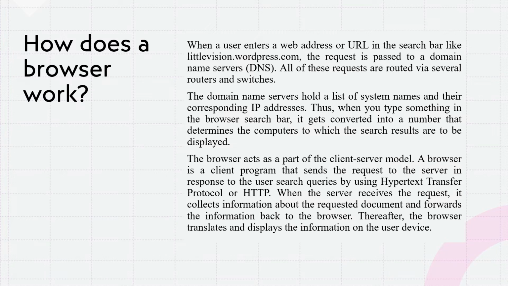How does a browser work? When a user enters a web address or URL in the search bar, like a website, littlevision.wordpress.com, the request is passed to a domain name server or DNS. All of these requests are routed via several routers and switches. The domain name servers hold a list of system names and their corresponding IP addresses. Thus, when you type something in the browser search bar, it gets converted into a number that determines the computers to which the search results are to be displayed.